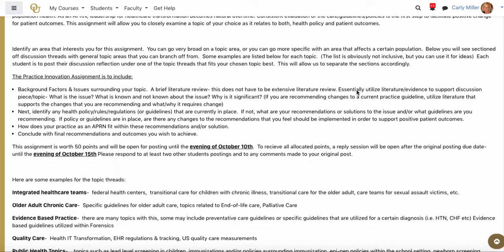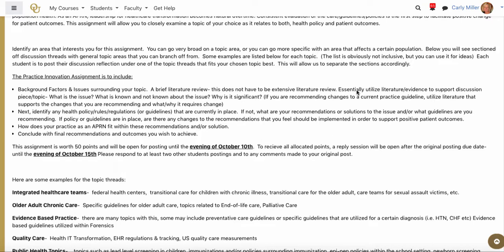And if you're recommending changes to a current practice guideline, use that literature to support the changes that you're recommending. So basically back it up. Or why do you feel it needs to be changed? It could be anything from discharge from the hospital or changing the way that we manage a chronic condition. And I'll give you more examples in a moment.